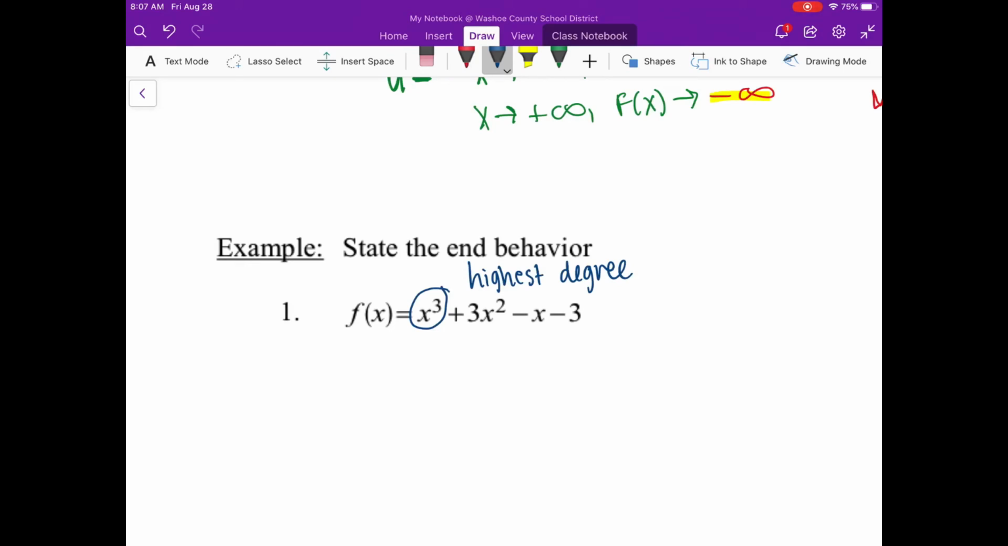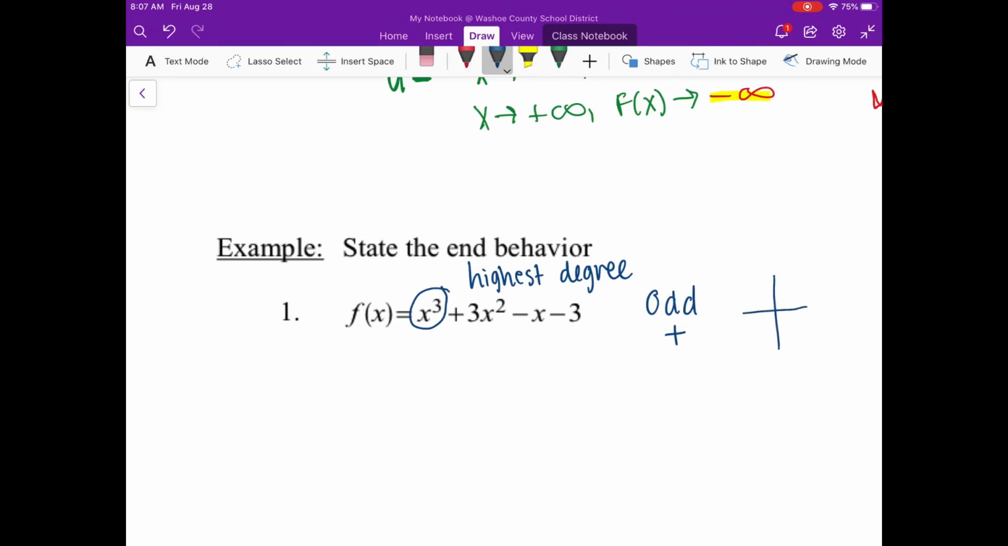So first identify, is the highest degree even or odd? So you're thinking of an odd function. And if there is a positive or negative in front of that term. So in this case, it's just going to be positive. So what is your most basic odd function?